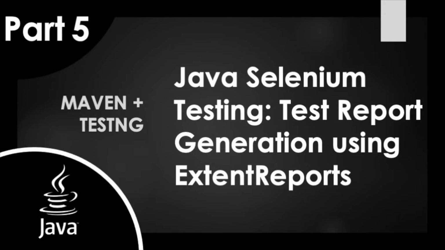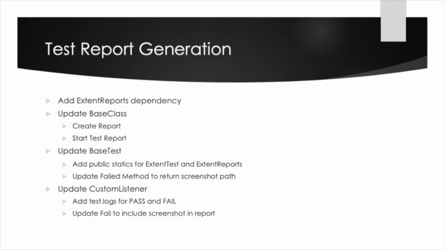With that out of the way, let's get into what we'll be covering in today's video. In order to add test report generation to our framework, we need to do a few things. The first thing we need to do is add our Extent Reports dependency. Then we'll need to update our base class to be able to create the report and start the test report. Then update our base test to add our public statics for our extent tests and our extent reports, and update our failed method to return a screenshot path.